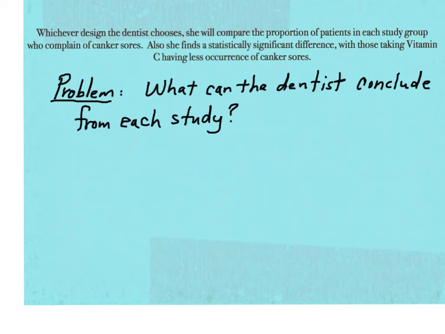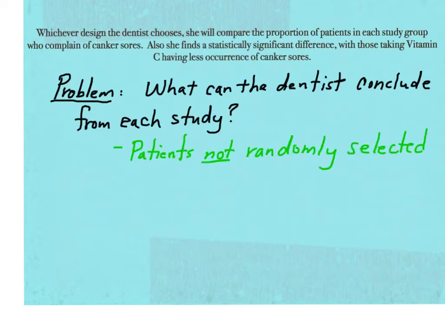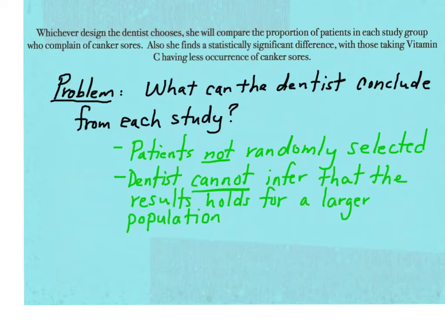Okay, so we go back to design 1, and the dentist chose patients that already take vitamin C and have an appointment within the next 2 weeks. So what does that mean? That means the patients were not randomly selected. Since the patients were not randomly selected, the dentist cannot infer that the results hold for a larger population of dental patients. The reason is because not every single dental patient had the opportunity to be sampled in this study or chosen as an individual for the study.